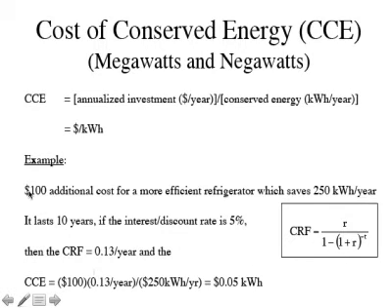Here's another example of spending $100 extra on a more efficient refrigerator, which saves you 250 kilowatt hours of electricity every year. And you can see in this case, the cost of conserved energy is 5 cents a kilowatt hour. Again, much less than 15 cents a kilowatt hour, so we're very pleased with that investment.